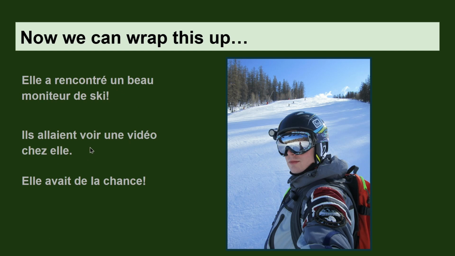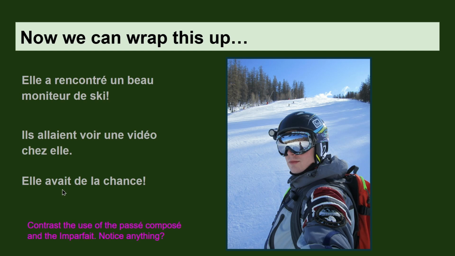Here's the interesting thing that I mentioned at the beginning of this video. How do you talk about some sort of a future happening in a past tense story? The way that you do that is, remember in the original story, this was Ils vont voir une vidéo chez elle. And so what we did was we took that va and we made it imperfect to sort of make a future event in the past here. Okay, so they were going to watch a video at her house. And elle avait de la chance. Again, her condition, she's lucky. All right.